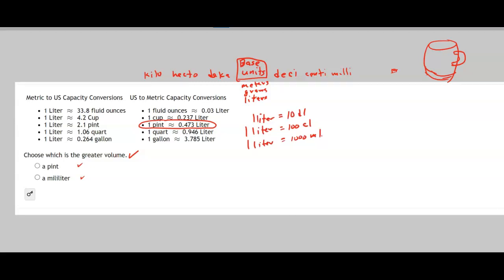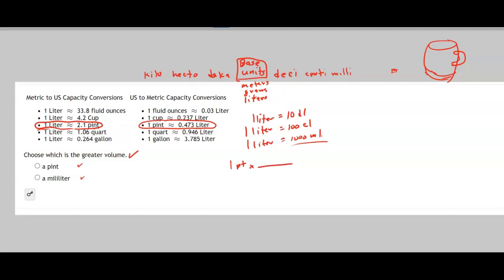So to get 1 liter, you need 1,000 milliliters, or you only need 2.1 pints. So it should be pretty obvious that if it takes 1,000 milliliters to make a liter and only 2 pints, then pints are much bigger. The last way we could do that conversion, I'll do that real quickly, is just convert 1 pint to milliliters.